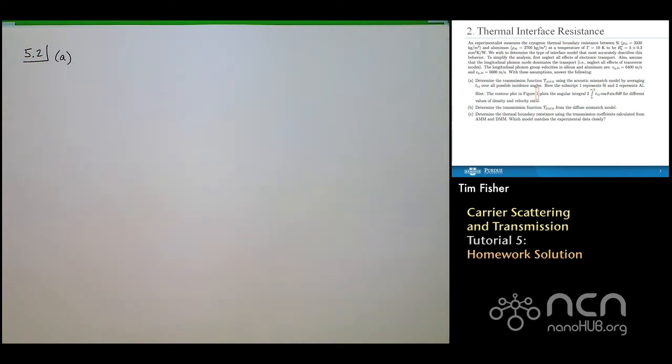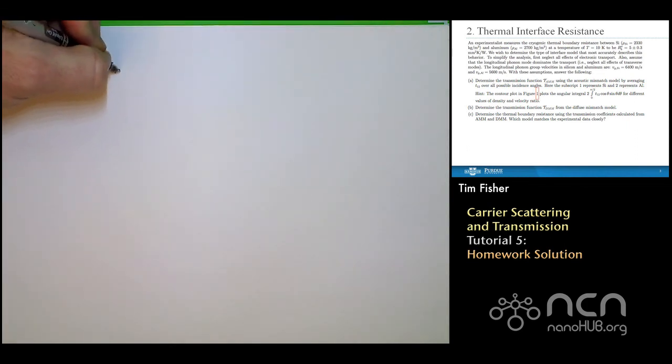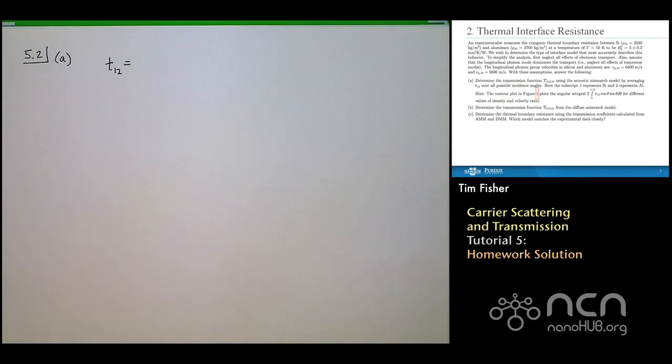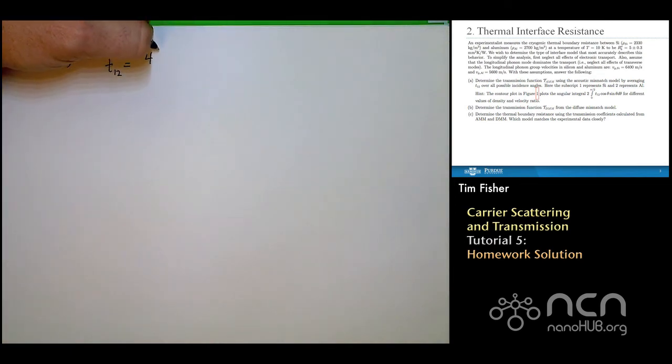So part A involves the acoustic mismatch model, and we will take the Debye approximation for all of this problem just to make it a little bit simpler. And we need to start the acoustic mismatch problem by calculating the transmissivity. That's the fraction of the energy that goes from side 1 to side 2. And it has a fairly complicated form that was given in the notes. I'm writing it out here.